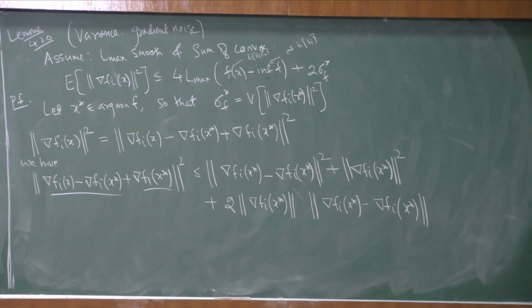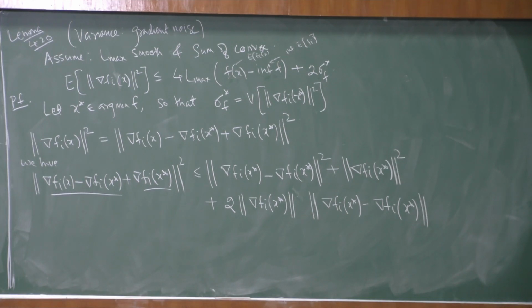So a plus b whole square, and 2ab, what can I say about 2ab? I can say that 2ab is less than or equal to a squared plus b squared.